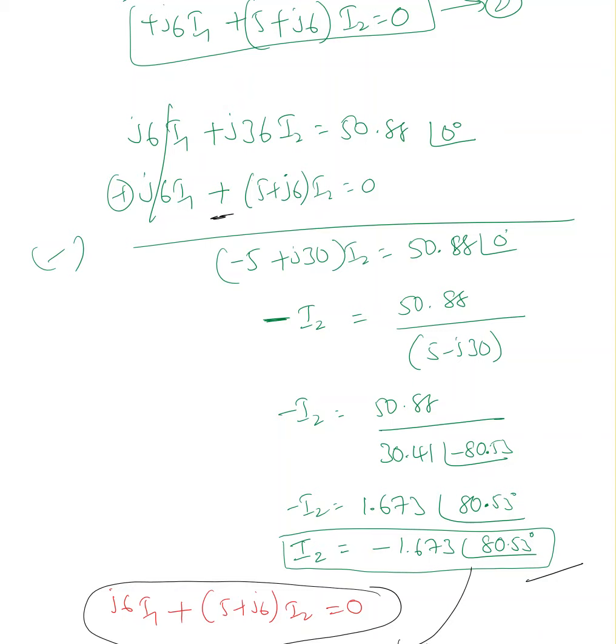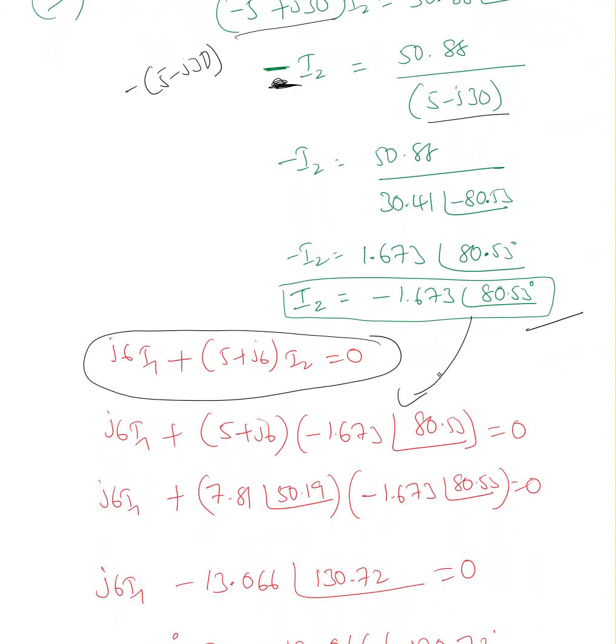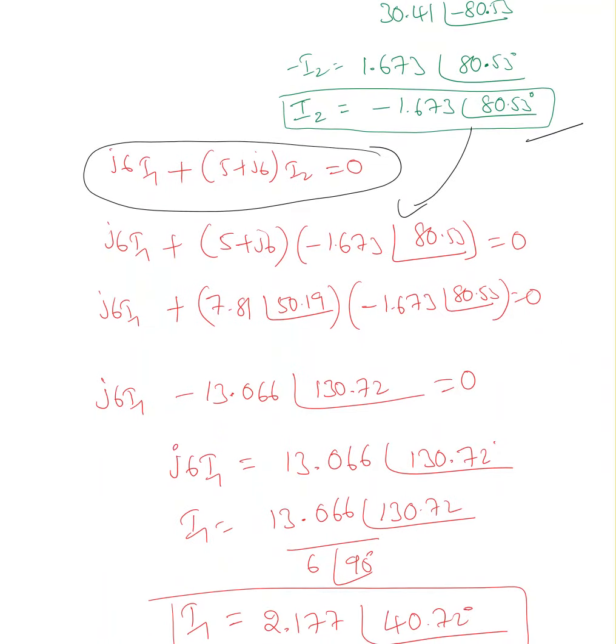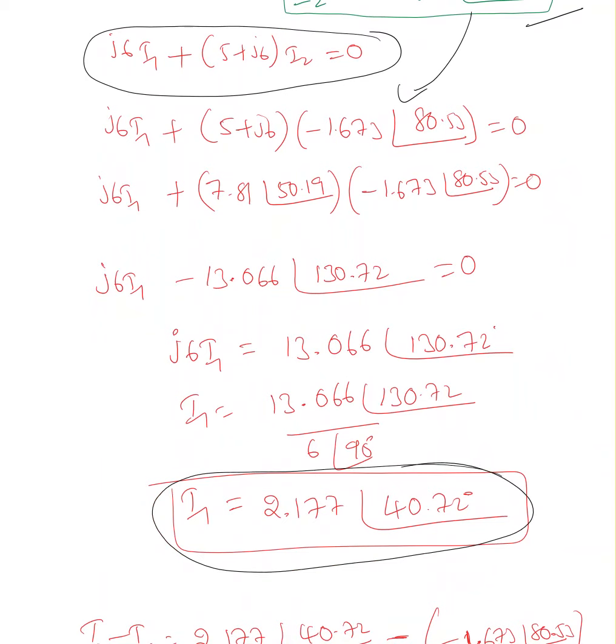So I pulled out minus, so it's going to be 5 minus J30. Basically what I did, if I pull the minus, 5 minus J30. So minus I2, I keep the minus there, and 5 minus J30 moves to the denominator. So I end up finding I2 equal to minus 1.673 at an angle of 80.53. I substituted that value in equation 2 and solved for I1, and end up with I1 equal to 2.177 at an angle of 40.73.